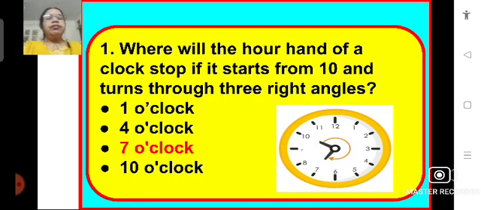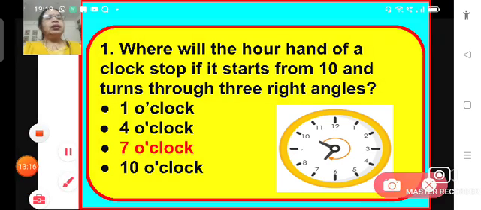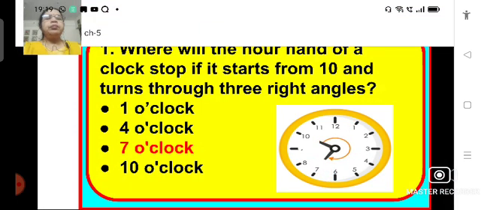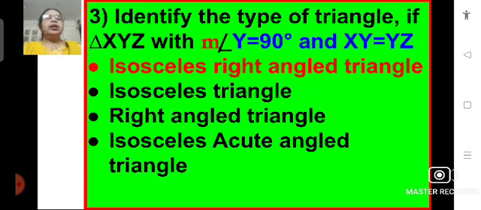Next question, where will the hour hand of a clock stop if it starts from 10 and turns through 3 right angles? So the hand of a clock starts at 10 and it goes through 3 right angles. So where will it reach? First right angle is this, then next right angle and third right angle. So it will reach at 7. So it will show 7 o'clock. So from 10, if it turns through 3 right angles, it will show the time 7 o'clock.